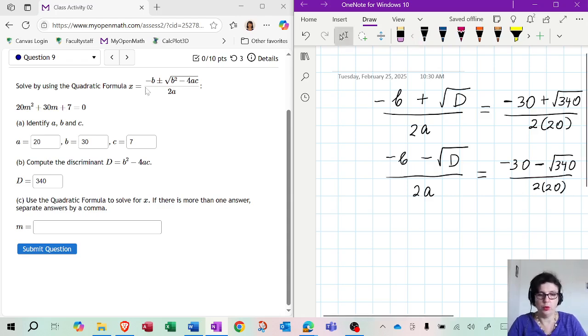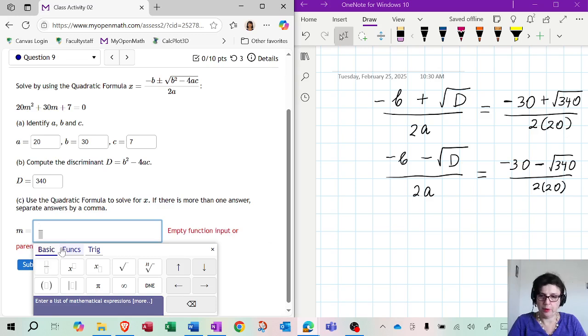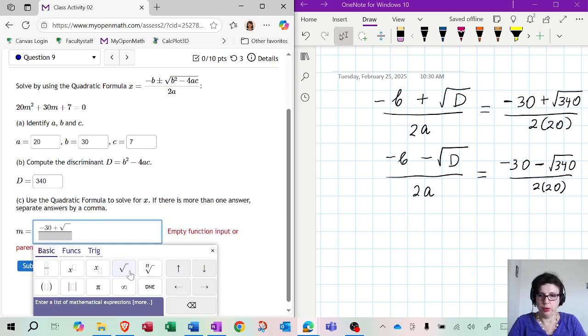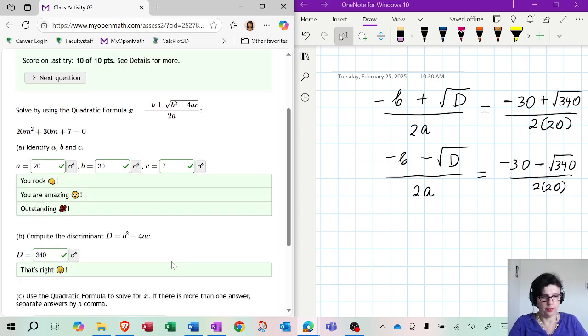Okay, so I am ready to type up the answers. First thing I do is I press on the division, like the ratio, right? Okay, on the top I'm going to put negative 30 plus square root of 340. On the bottom I'm going to simplify 2 times 20, that's 40. Okay, so that's the first solution. Then I put a comma, and then again a fraction, negative 30 minus square root of 340, and then divide by 40. Okay, so let's take a look.